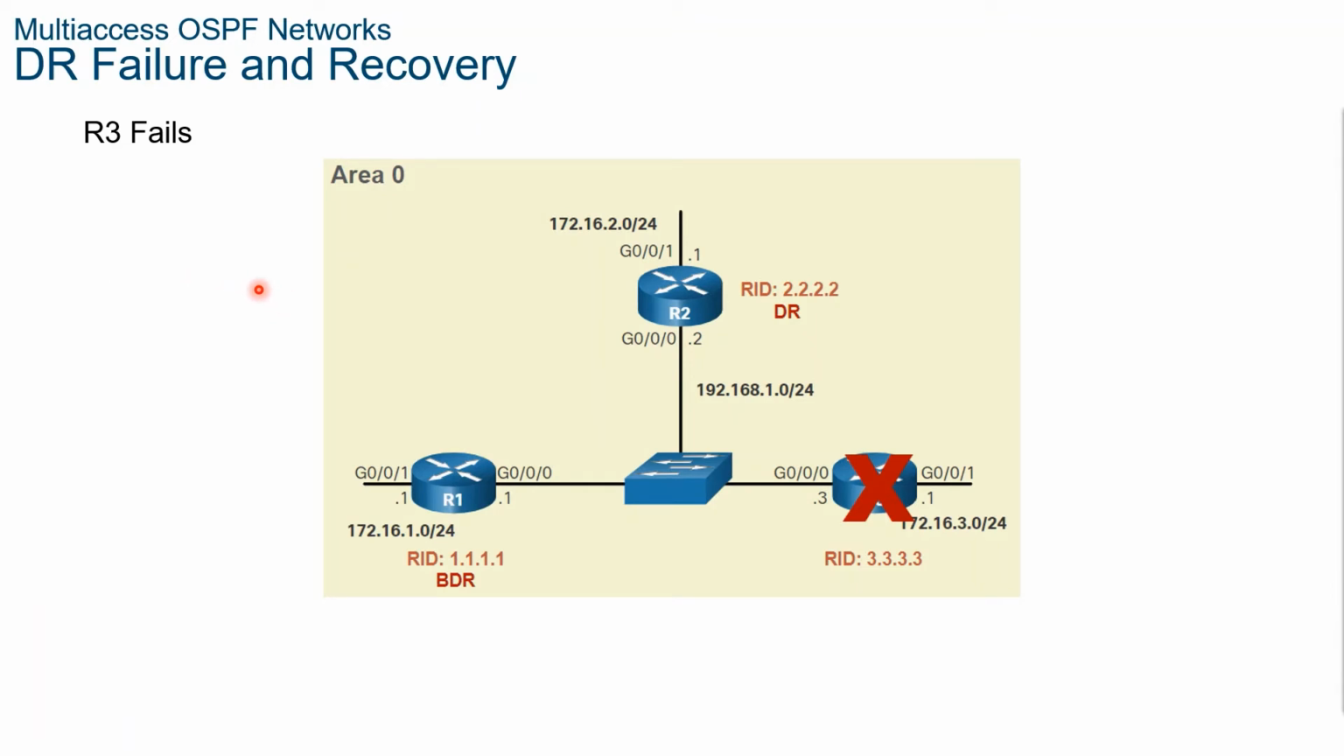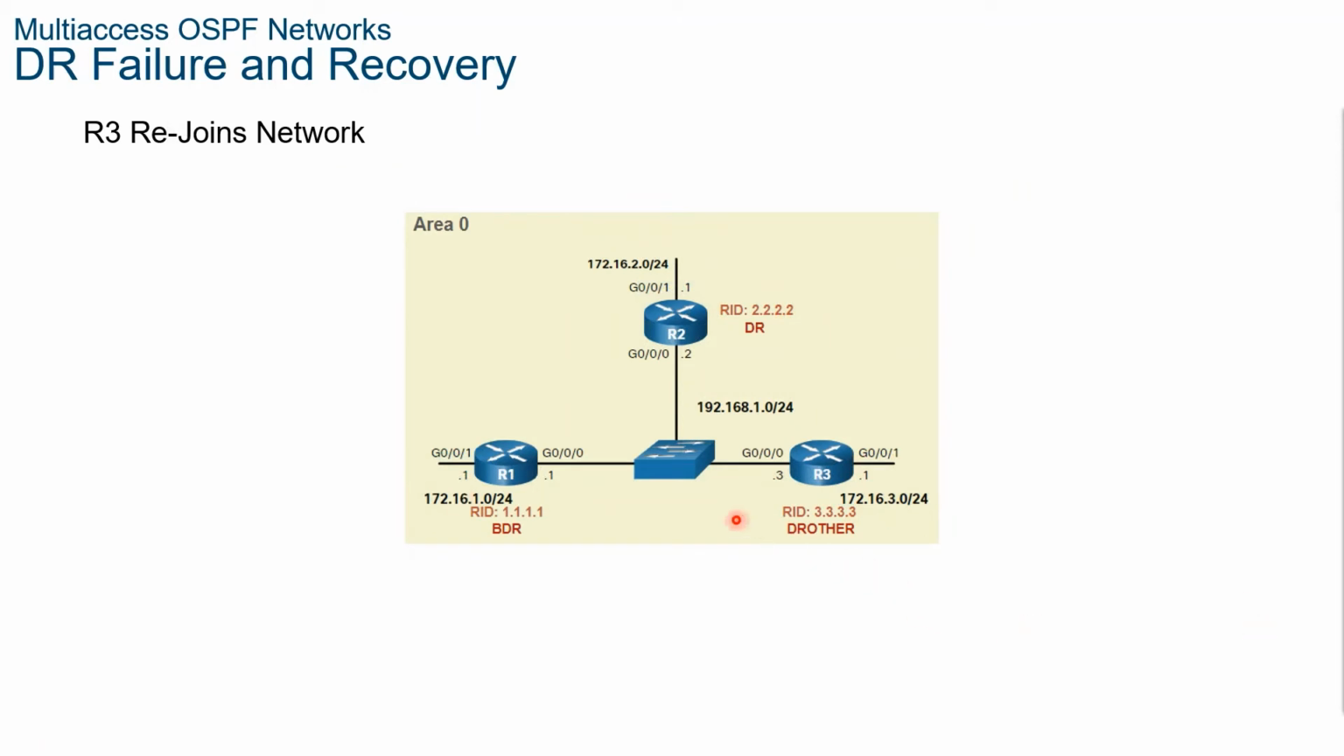Next, in this example, on this illustration, R3 fails. Remember that R3 is our DR. So in this scenario, the current DR, which is R3, fails. Therefore, the pre-selected BDR, which is R2, assumes the role of the DR. Subsequently, an election is held to choose a new BDR. Because R1 is the only DROther, it is elected as the BDR.